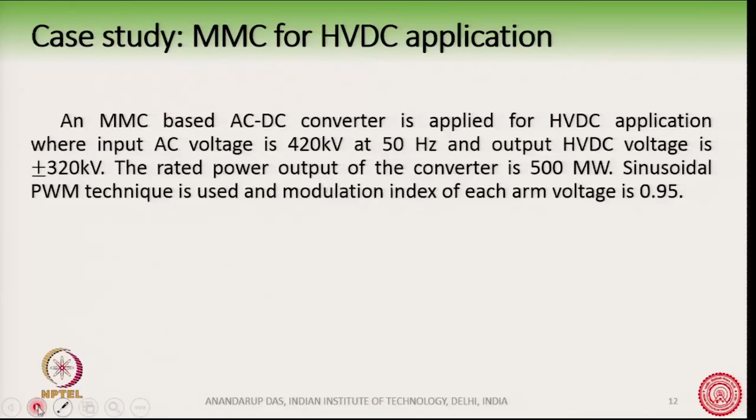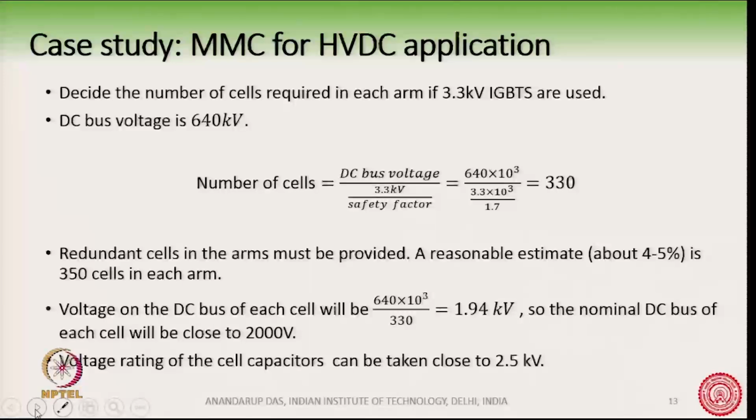An MMC-based AC to DC converter, for example, is used for an HVDC application where the input AC voltage is 420 kV line at 50 hertz and the output HVDC voltage is ±320 kV. The rated power output of the converter is 500 megawatt and the modulation index of each arm is 0.95. So, let us see how we can design the different components.